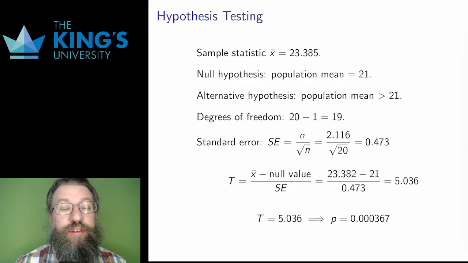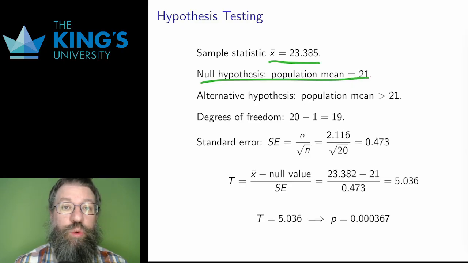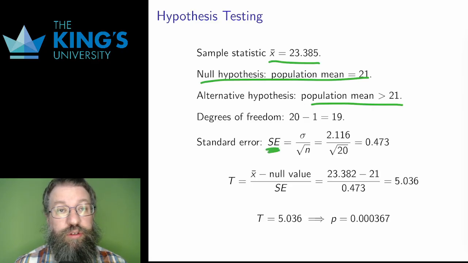First, for hypothesis testing and p-values. I have a sample statistic for the mean, 23.358 meters. I have the null hypothesis, that the population mean is 21 meters or less. I have the alternative hypothesis that the population mean is more than 21 meters. I'm going to need the standard error again. Unlike the square root expressions before, the standard error is easier to calculate here. It is the standard deviation of the sample, sigma, divided by the square root of the sample size.